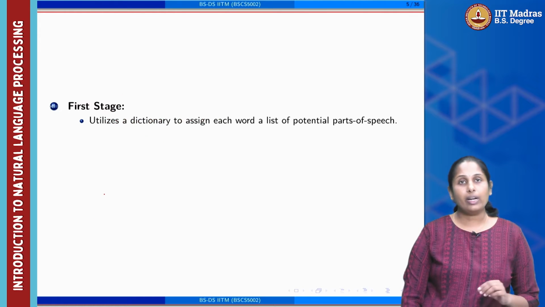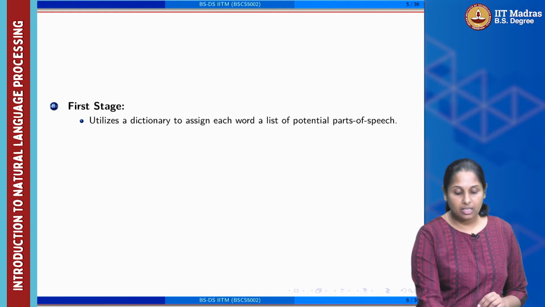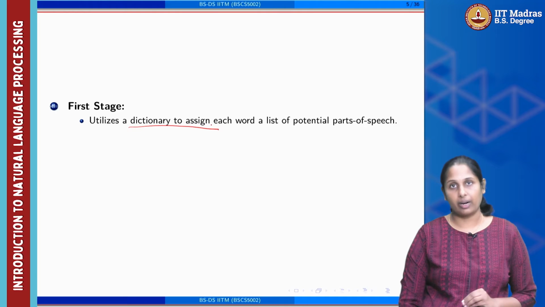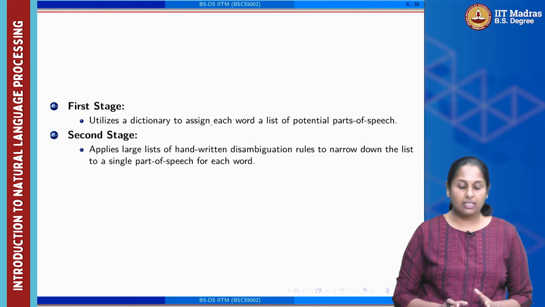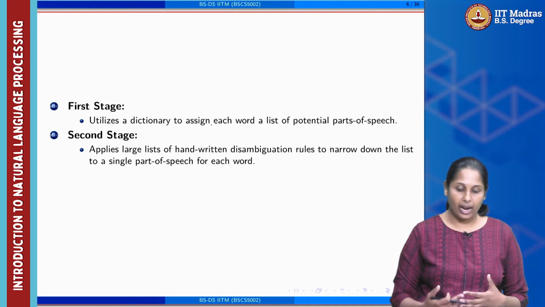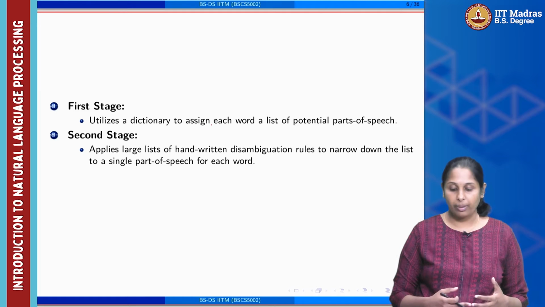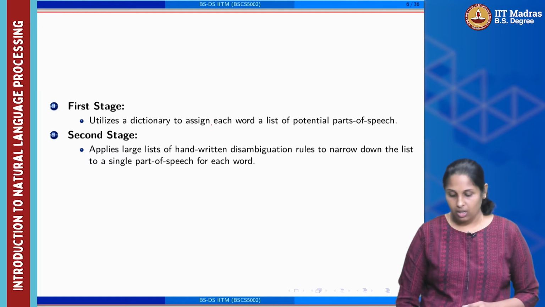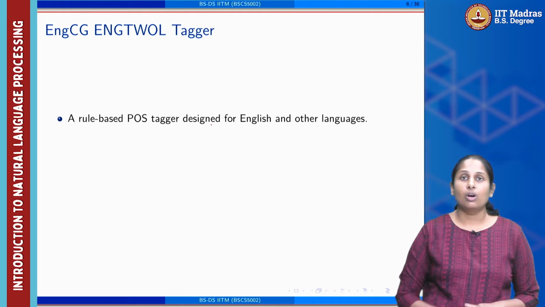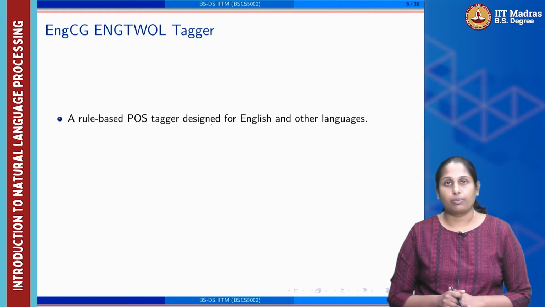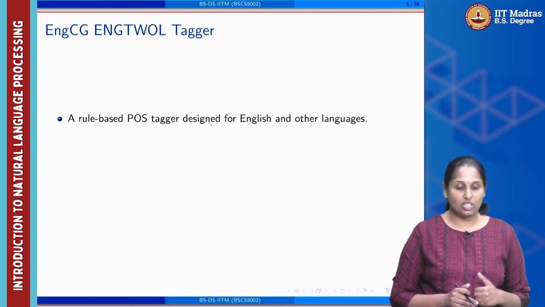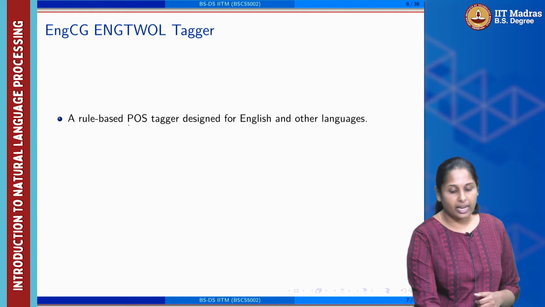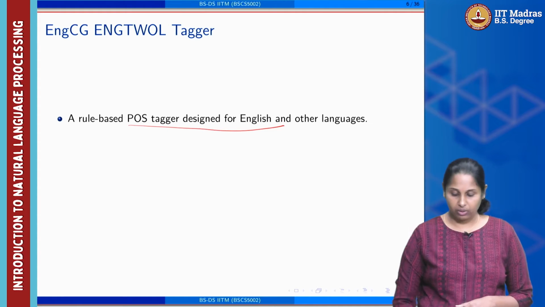Right. So, what it does is it utilizes the dictionary to assign each word initially the potential part-of-speech tags, and in the second stage it applies a lot of handwritten rules to disambiguate them so that we are narrowing down to a single part-of-speech for each word. One of the best examples of the rule-based approach is the EngCG ENGTWOL tagger. It is a real rule-based tagger designed for English and other languages.